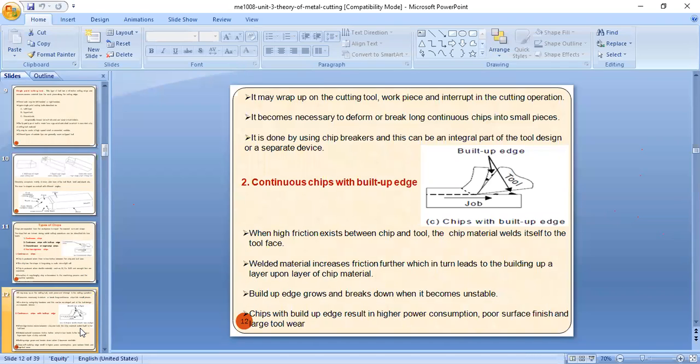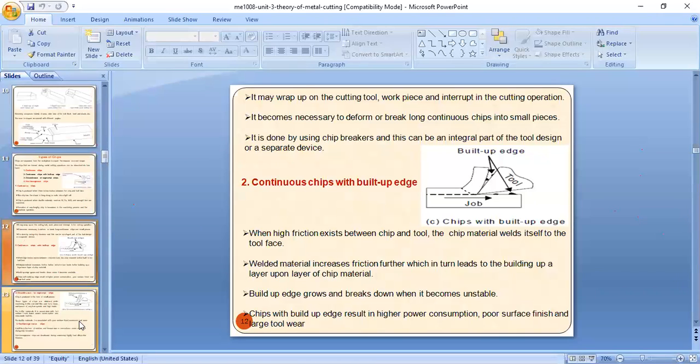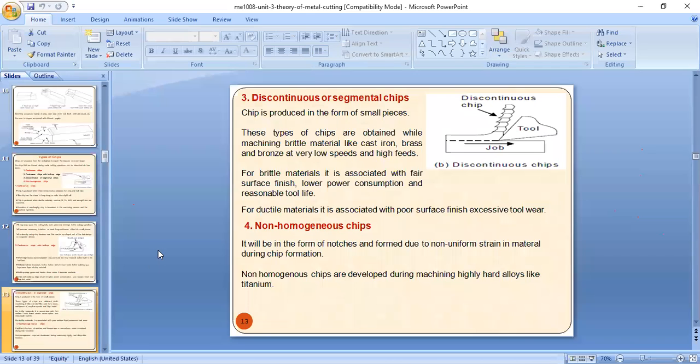So that's why the power consumption will increase, and naturally the tool wear also will be increasing, and you have to replace the tool in a shorter period of time. So that is the particular aspect regarding the continuous chip with built-up edge.